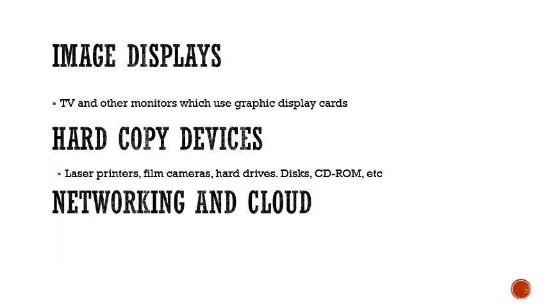Speaking of image displays, what are image displays? Any display that can display an image. It could be a TV or any other monitor. Of course, monitors like your computer monitors or desktops use graphic display cards for displaying images. Next, speaking of hard copy devices, these are the devices used for recording the image, and this can include laser printers, film cameras, hard drives, disks, CD-ROMs, etc.